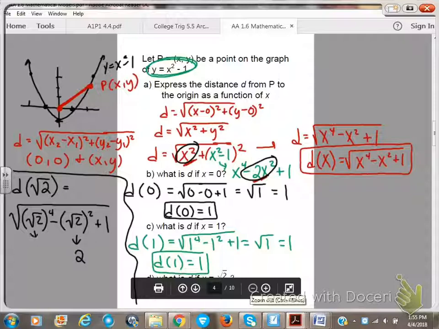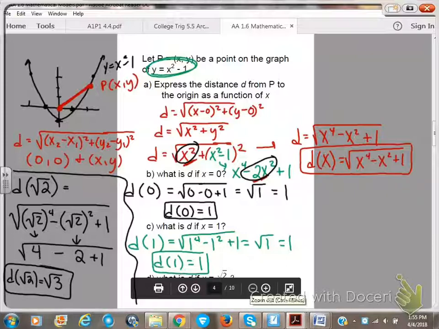Now, if you have the square root of 2 to the 4th, when you squared it, it was 2. So what happens when you take it to the 4th? You get 4. So underneath, you've got the square root of 4 minus 2 plus 1. What do you get? 3. That's still underneath the square root sign. Can we do anything with the square root of 3? No. All right, so on that last one, d of square root of 2 equals the square root of 3. If I asked you for an ordered pair, it would look like the square root of 2 comma the square root of 3, because it's always x comma y.